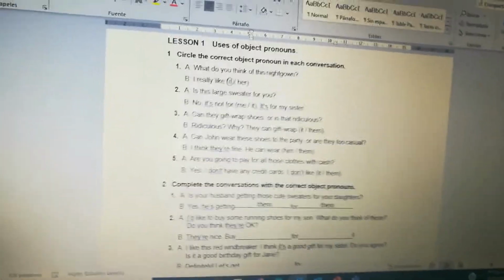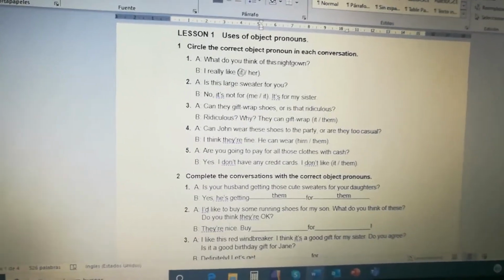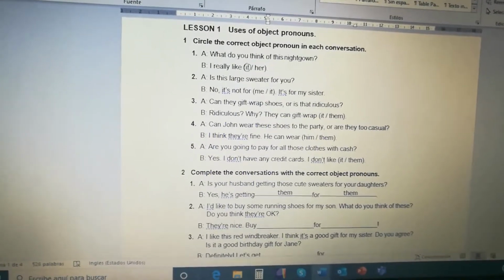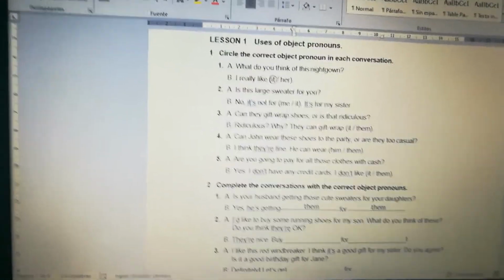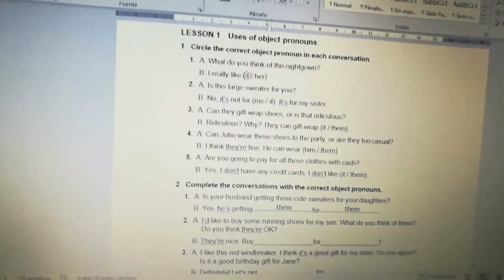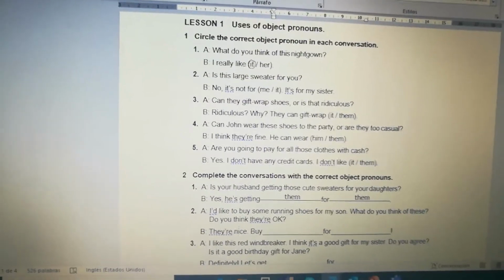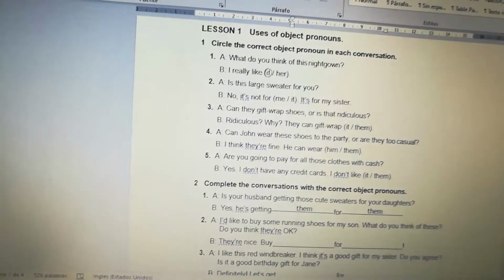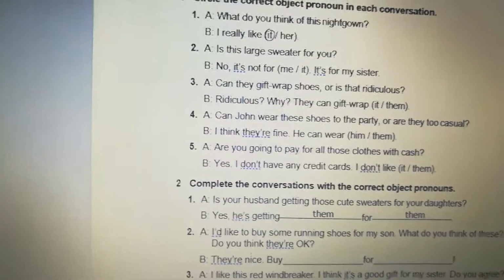Are you okay? Excellent. Okay, today we are going to work on some extra exercises, okay? From lesson 1 and lesson 2 from unit 8, okay? So this is number 1, it is about object pronouns. In number 1, circle the correct object pronoun in each conversation, okay? And you have an example here.